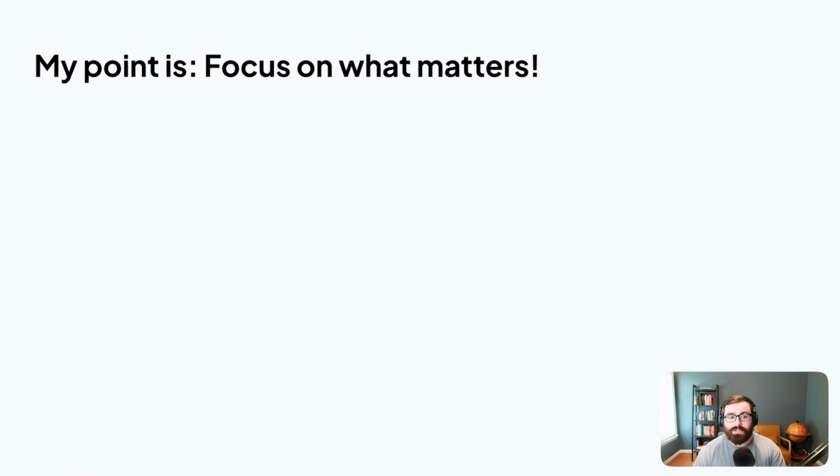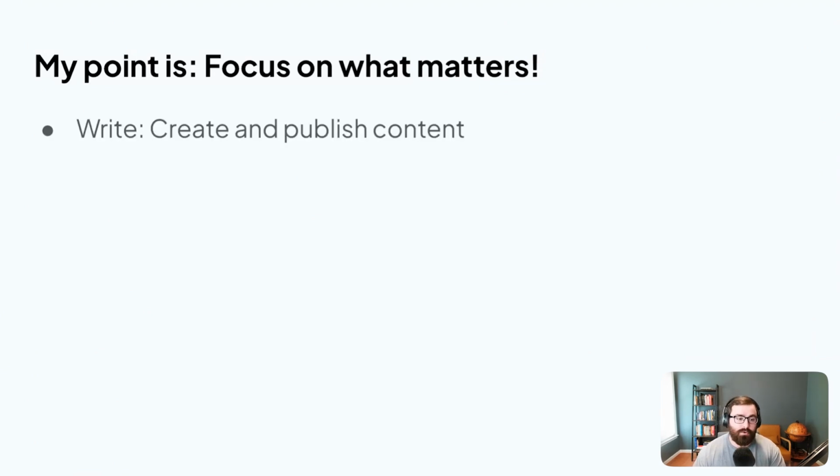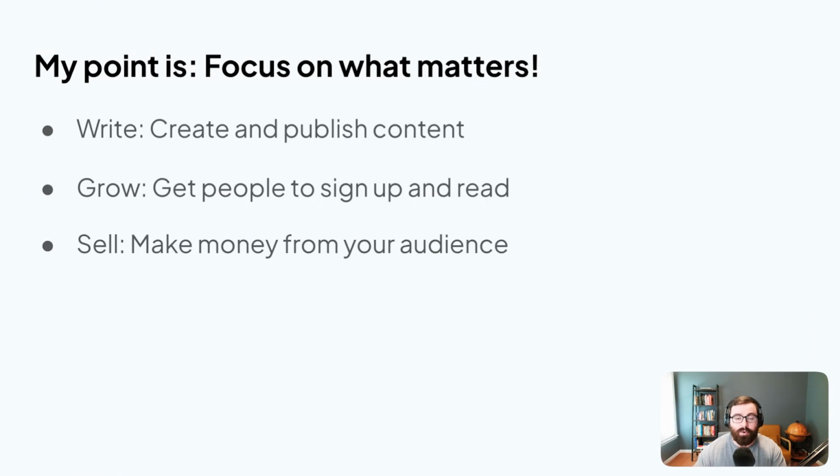So that's the point. Focus on what matters. I have this framework: write, grow, and sell. Write means to create and publish content. Grow means to get people to sign up and read that content on your newsletter or email list. And sell means to make money from your audience by either selling a sponsorship or selling some type of product to that audience. 99% of your time should be focused on that.